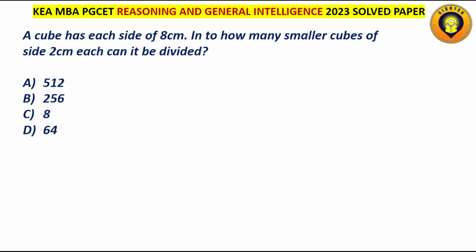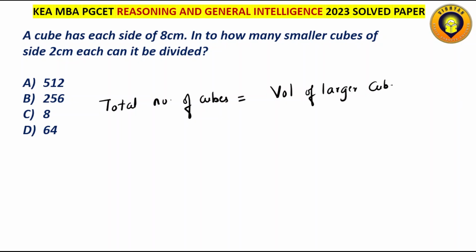A cube has each side of 8 cm. Into how many smaller cubes of side 2 cm each can it be divided? So total number of cubes is equal to, how to find here? Volume of larger cube divided by volume of smaller cube.